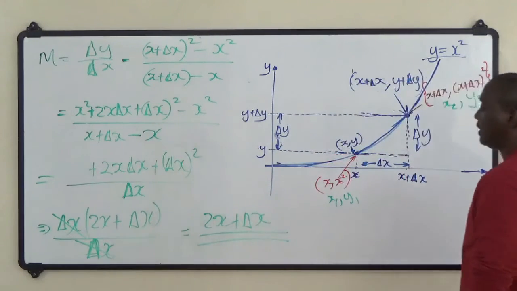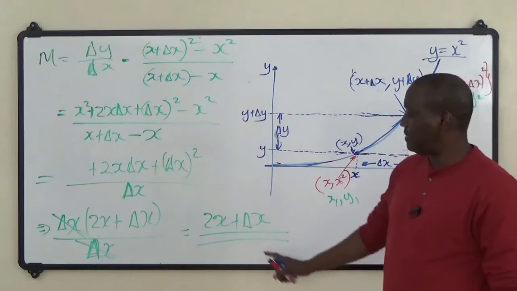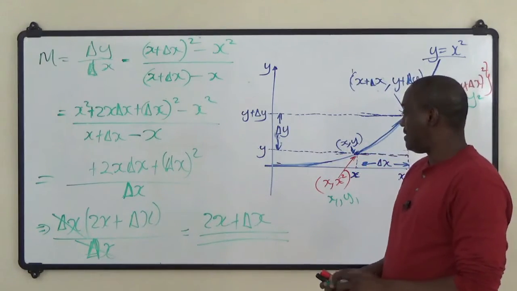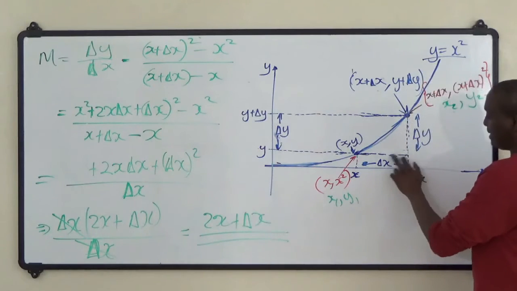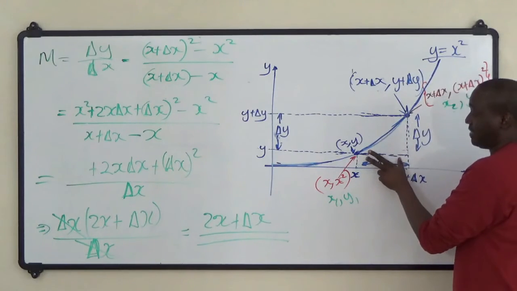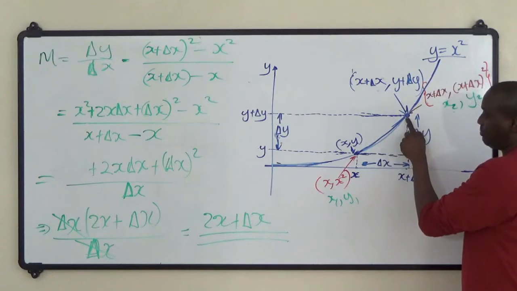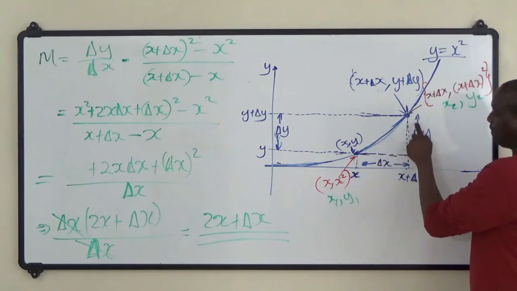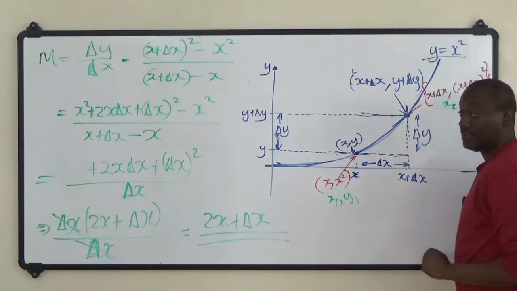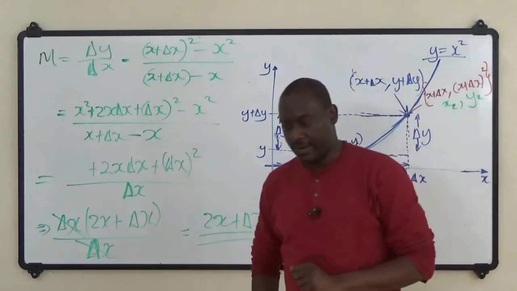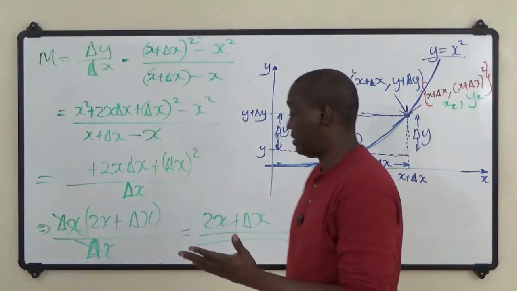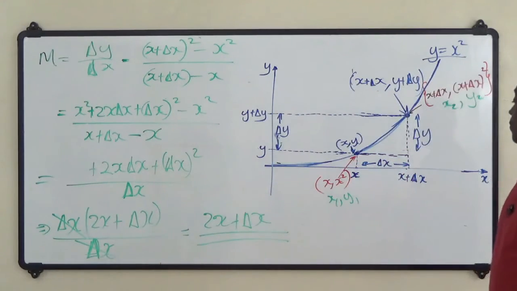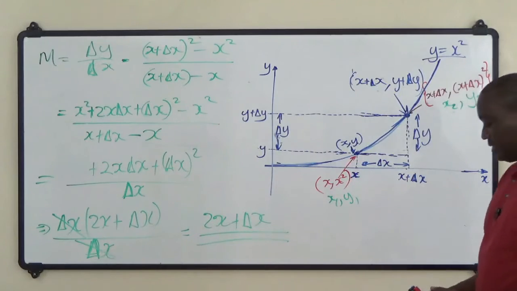Right. Now is where we start to get the crux of the matter. As delta x tends to 0, which is to say, as this point gets closer and closer to this point, both delta y and delta x would tend to 0. But in the formula here, we only have delta x. So we need to change the color of the ink now.